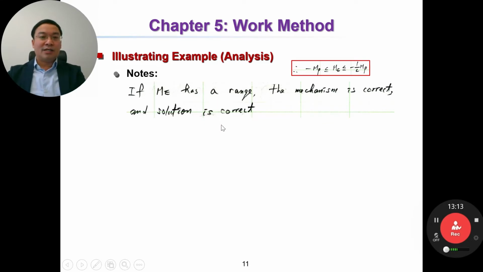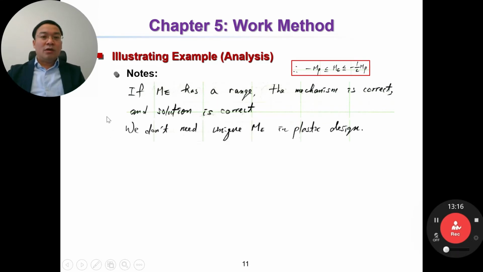And the second is, in plastic design, we don't need a unique value of ME. It is a range, it's okay. In plastic design, so it is a very new concept. So it means that our solution of ME in this range is the correct range, and we can use this range for the next step.